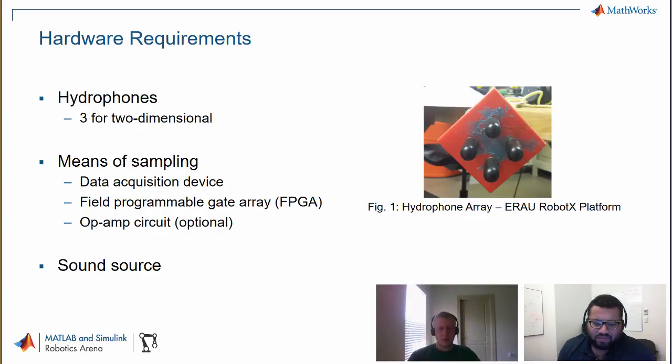So what you're seeing over there in figure 1 is the array we used for our RobotX platform. As you can see there are obviously 4 sensors, not just the 3 I told you needed. What we do with the fourth one is we provide a cross-check to help validate our answers. This is unnecessary but useful in terms of the overall reliability of your solution.